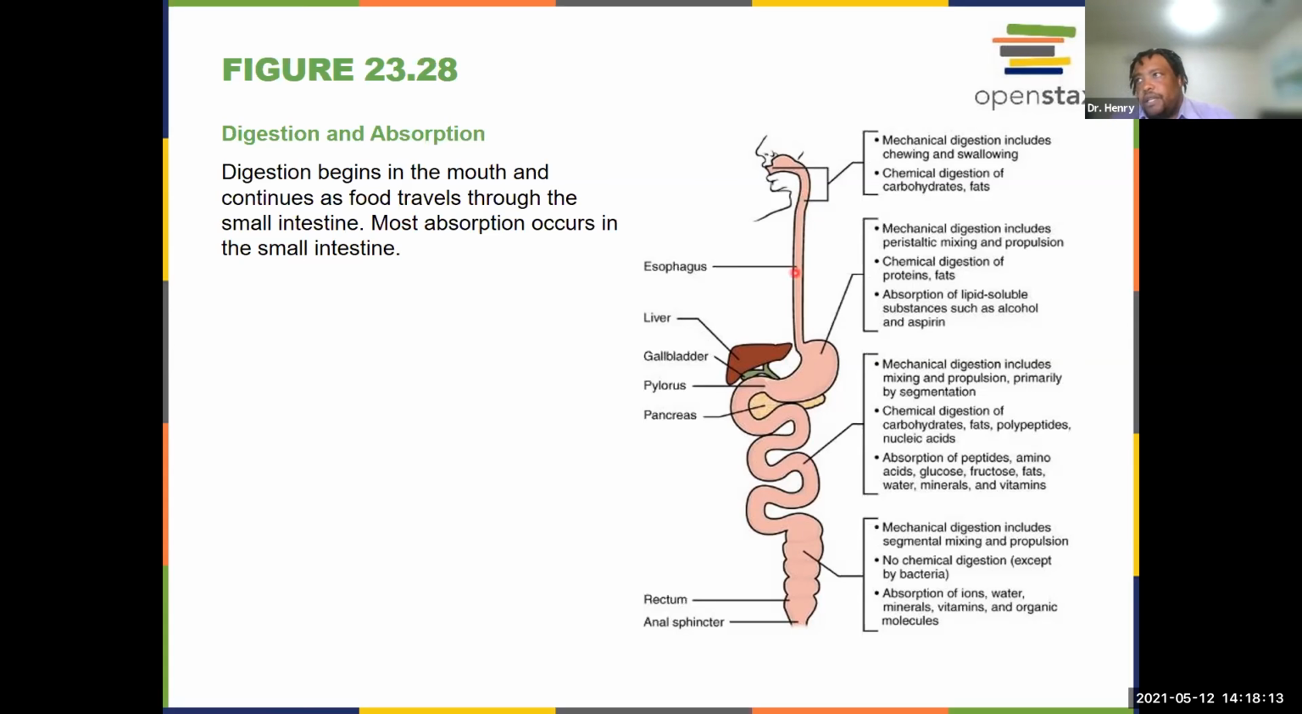So that's going to be happening in this area. And then when we get down here, we're going to have more mechanical digestion, which is peristaltic mixing and propulsion. So remember that churning part of things, that's going to be happening in the stomach. We're also going to have chemical digestion of proteins and fats, and we're going to start getting absorption. So absorption of lipid-soluble substances. We're going to be able to absorb things like alcohol and aspirin in our stomach.